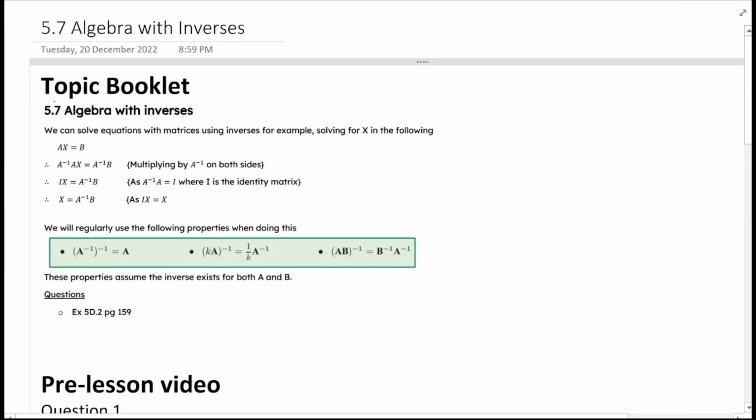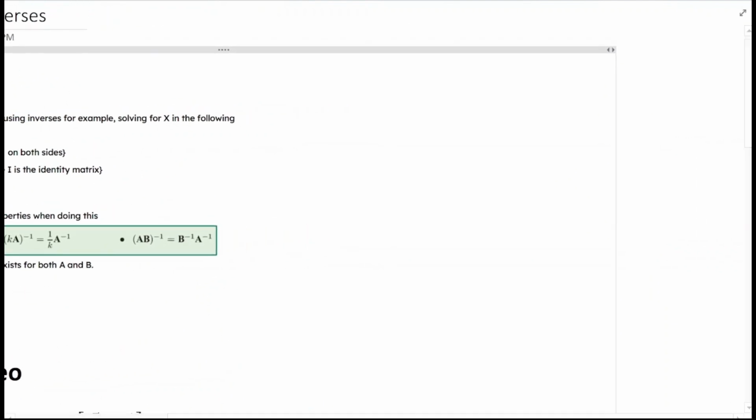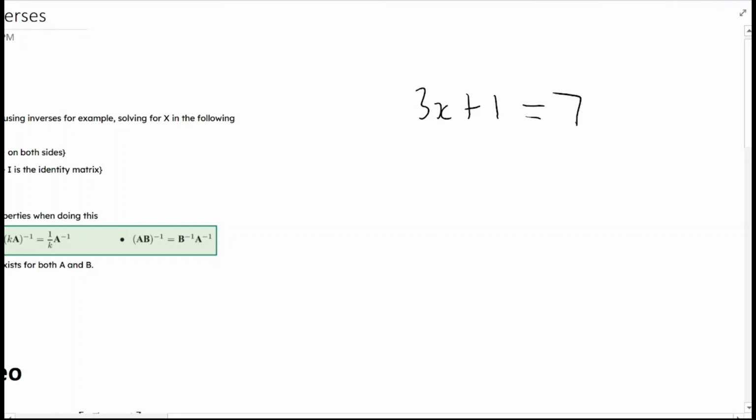Alrighty, in this video we're going to learn about algebra with inverses, and in particular inverses give us some very good tools for solving equations. Now if we're used to solving equations with real numbers, we might be solving something like this. We'd start by taking 1 from both sides and we'd end up with 3x equals 6. And then we'd be dividing by 3 on both sides. So we'd end up having x equals 2 at the end of things.